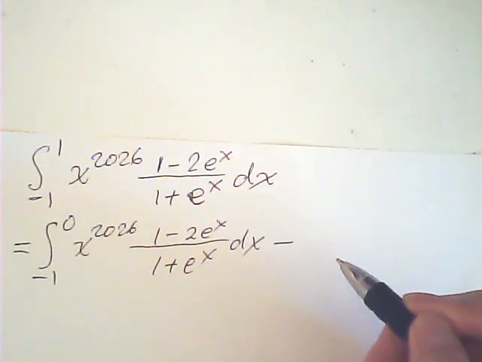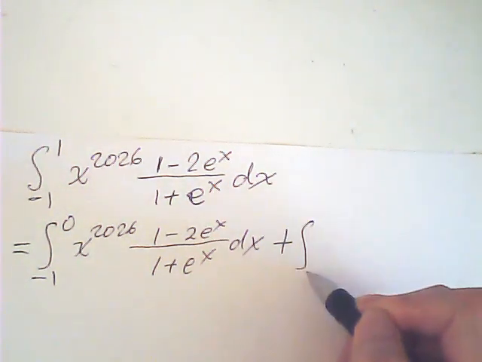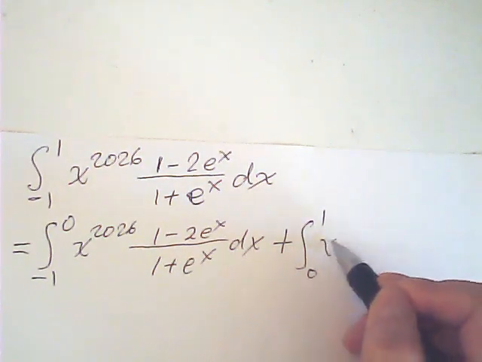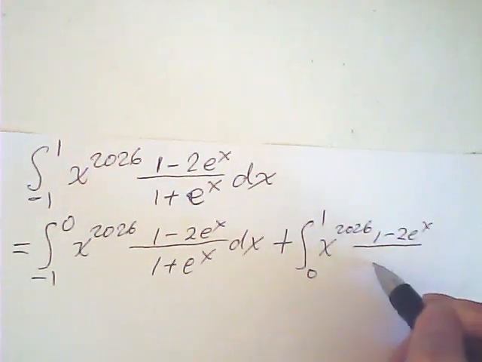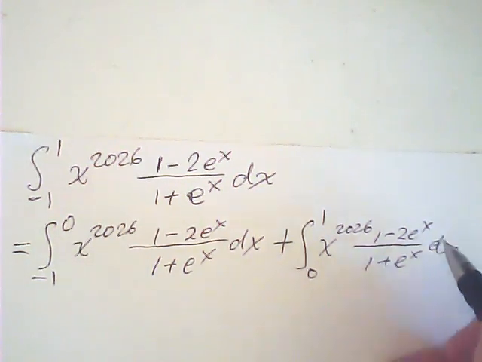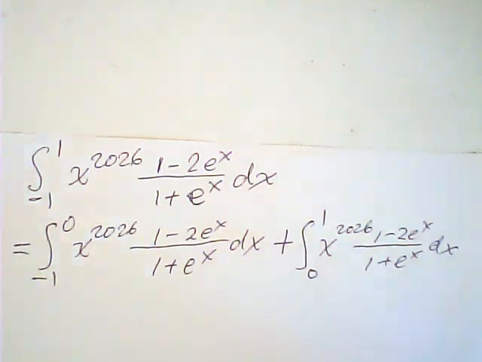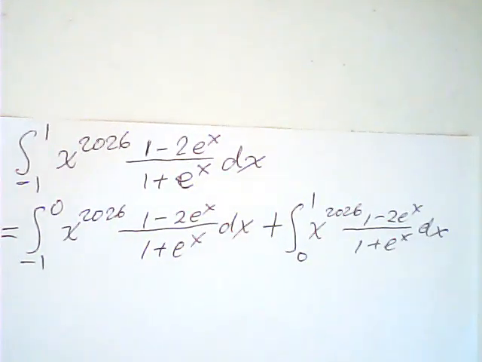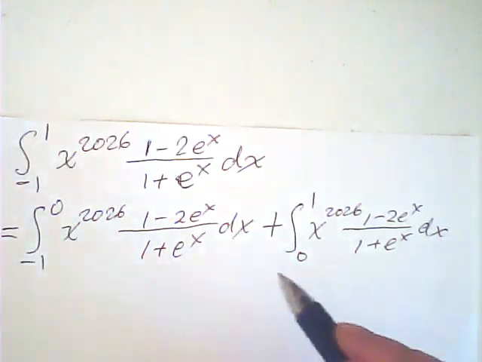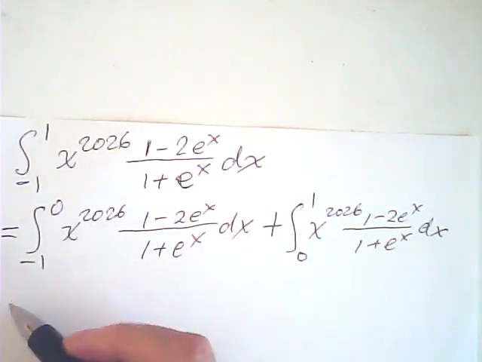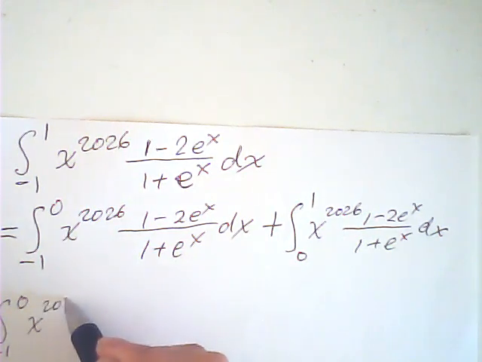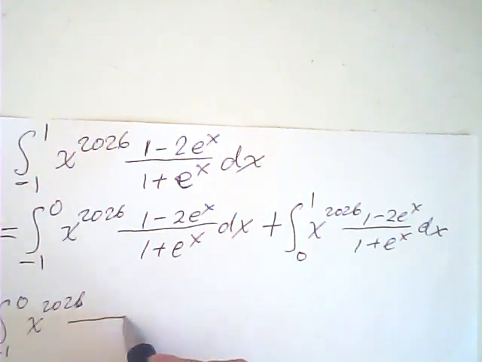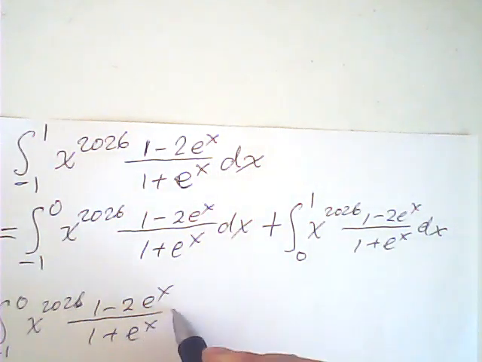plus, right? Plus from 0 to 1, x^2026 (1 - 2e^x)/(1 + e^x) dx. Okay, that's obvious. Now then, while I consider this, the first part is x^2026 (1 - 2e^x)/(1 + e^x) dx.